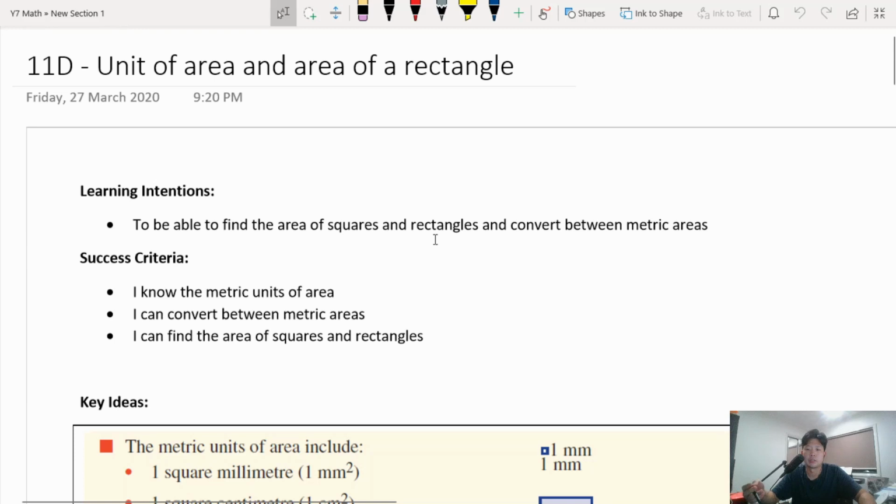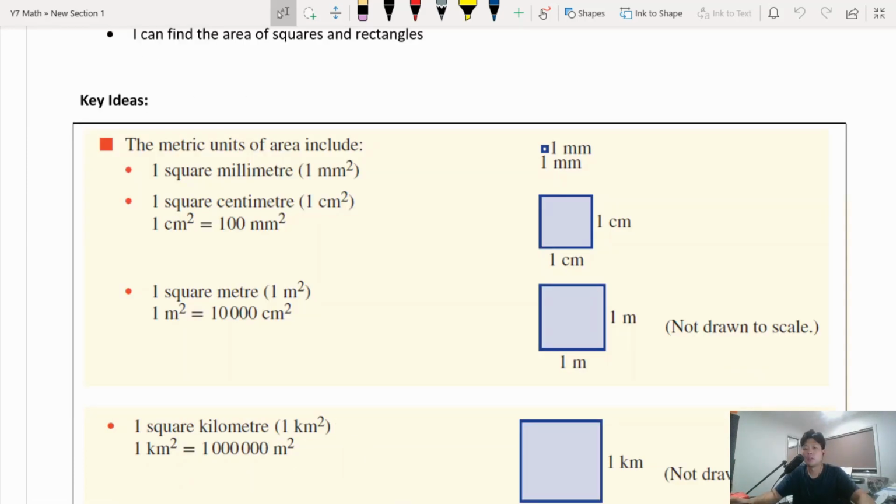In this video we'll be learning how to find the area of squares and rectangles and also convert between metric areas. By the end of the lesson we should all know the metric units of area, be able to convert between the metric units of area, and also be able to find the area of squares and rectangles.